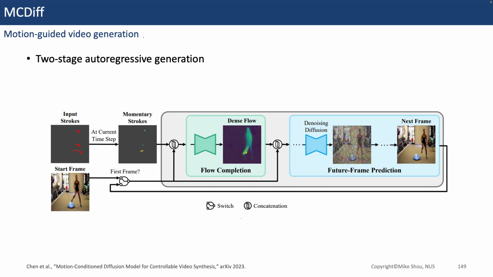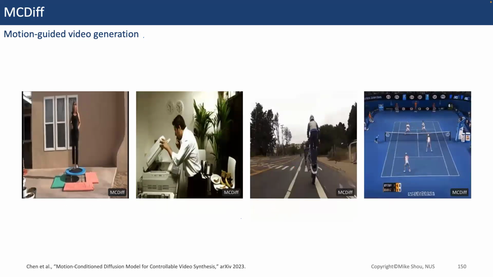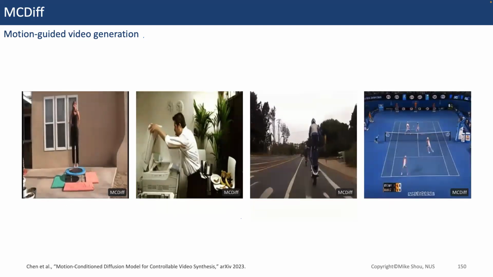The diffusion model then takes the completed flow as a condition, along with the starting frame, to generate the next frames. So by using these two-stage models, the MCD can generate videos that follow user-provided motion directions. And here are more examples of the videos generated by these models.